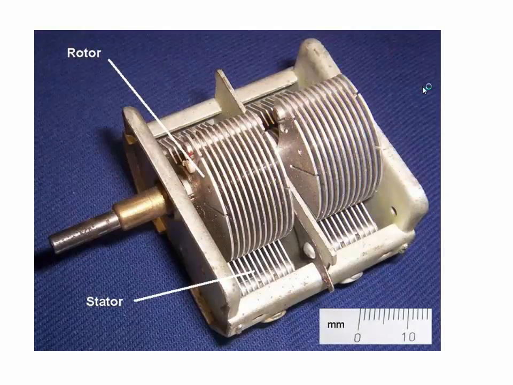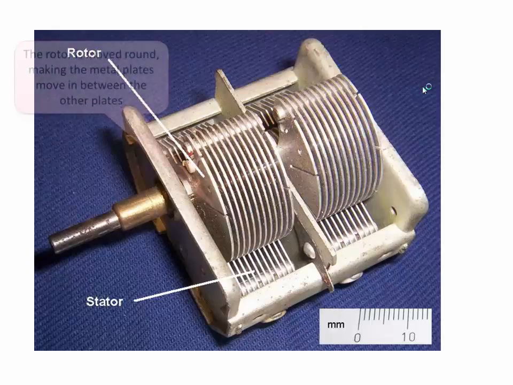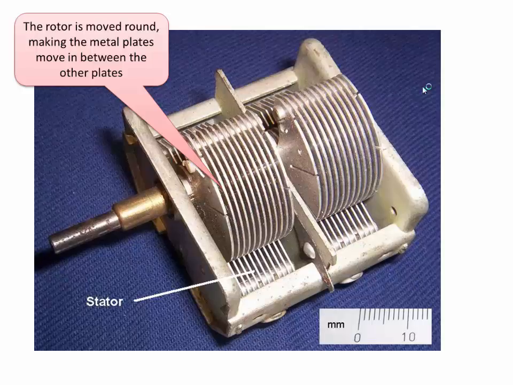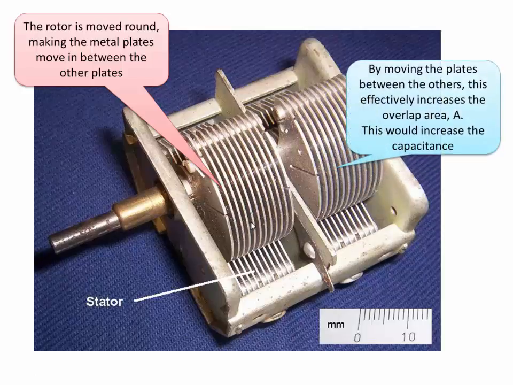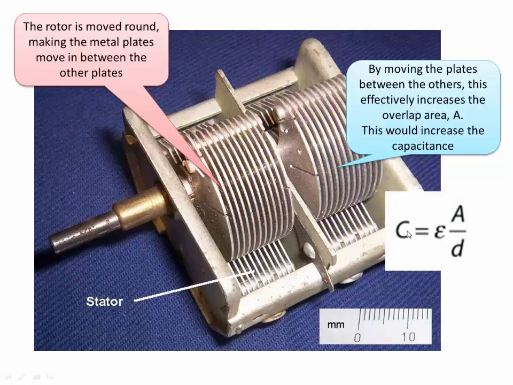Here we have a variable capacitor. We have a rotor which is able to move in and out, and the stator is basically fixed. So the rotor is moved around, which makes the upper metal plates move in between the plates in the stator. If we move these plates so that we increase the overlap, what do you think would happen to the capacitance? Basically, by moving the plates between the others, this effectively increases the area of overlap, A, and this would increase the capacitance. So you can manipulate the capacitance by turning this knob, which increases the overlap here. So by increasing the area, we increase the capacitance.